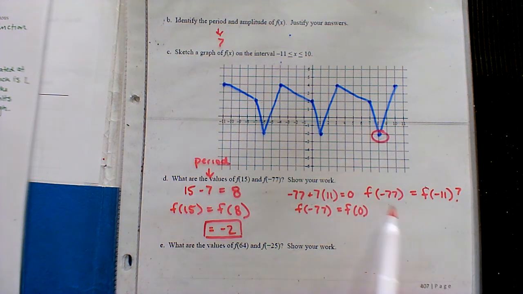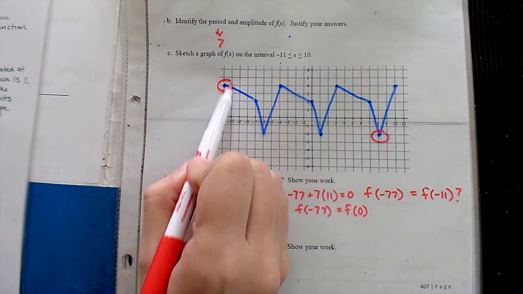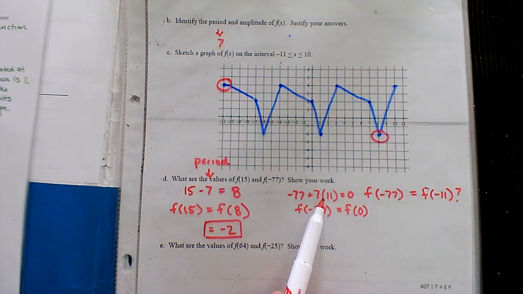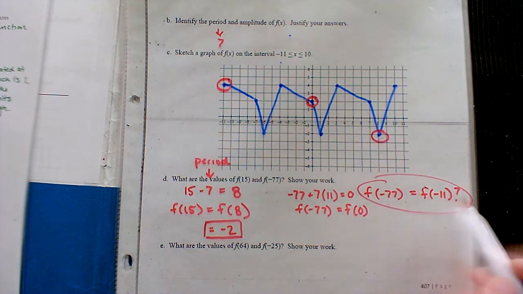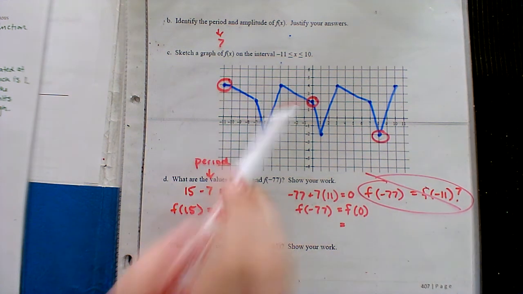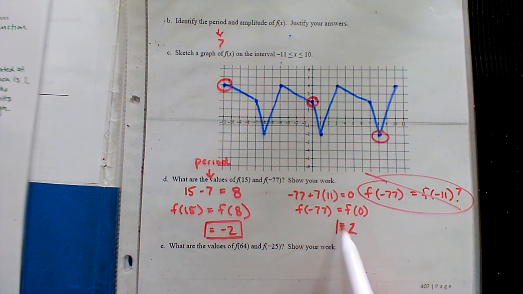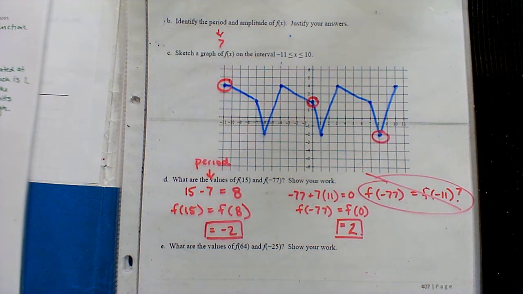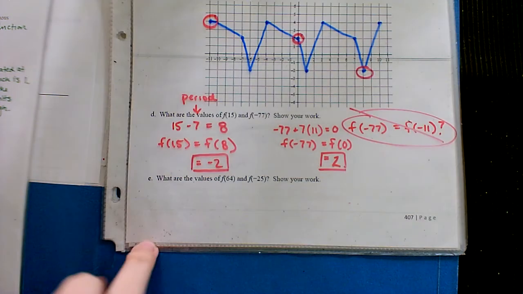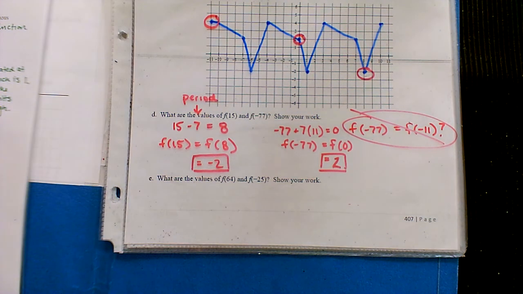Let's see if that works out with what Tori thought. If we were to divide negative 77 by 7, we'd get negative 11, and we would land there. But if we add a period multiple times, we should be landing here. So I'd say it might not work out that way. But that was a good guess, or a good thought. All right, so f of 0 is 2. All right, do you guys think you can try part E? Try to figure out where f of 64 would land, or f of negative 25?